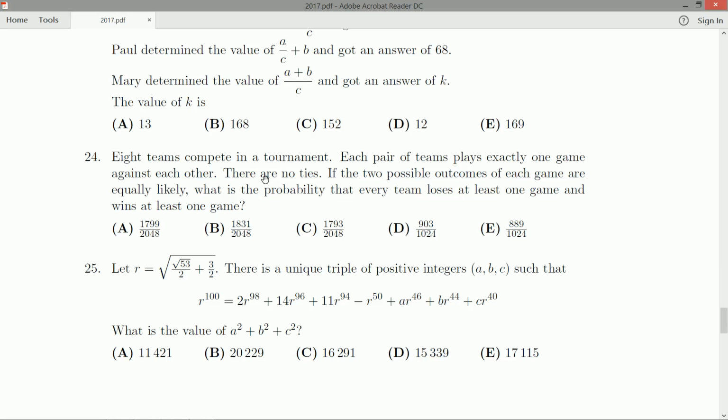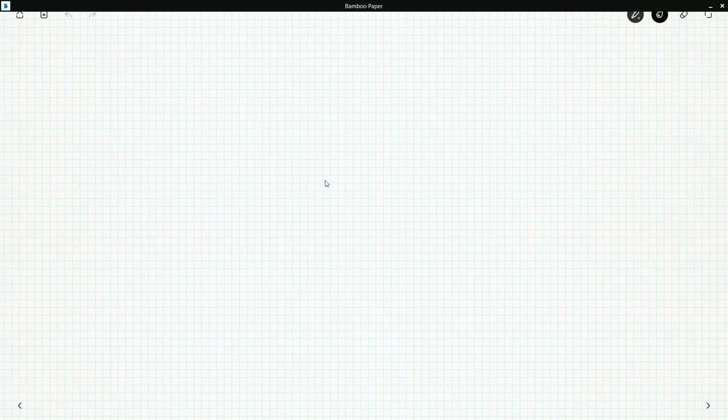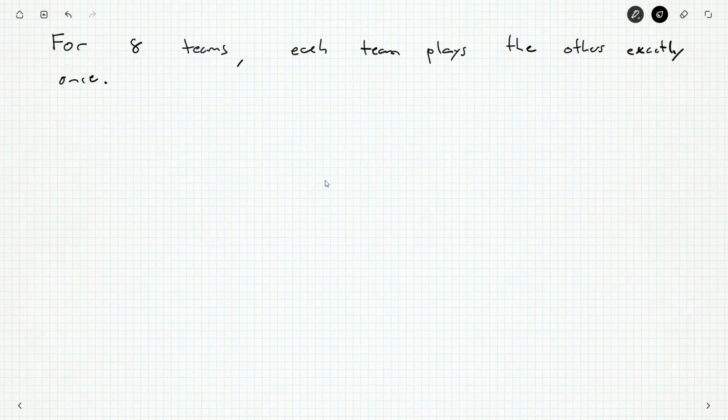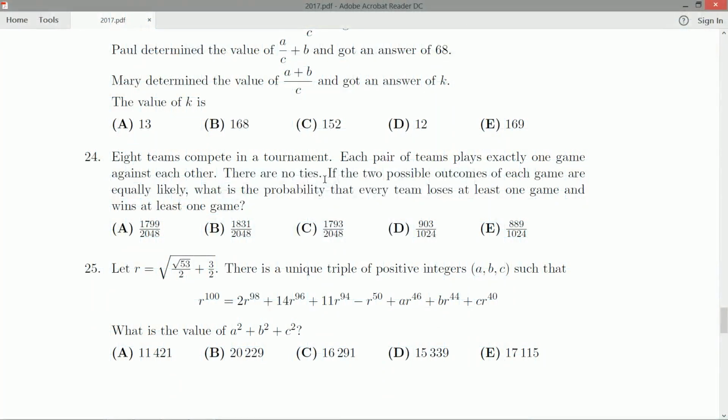what could we do here? So we got 8 teams competing in the tournament. If it's equiprobable, let's figure out how many ways there are for all the win-losses to go down in total. So, for 8 teams, each team plays each other. So they said exactly once. Alright. Each team plays exactly one game against the others.